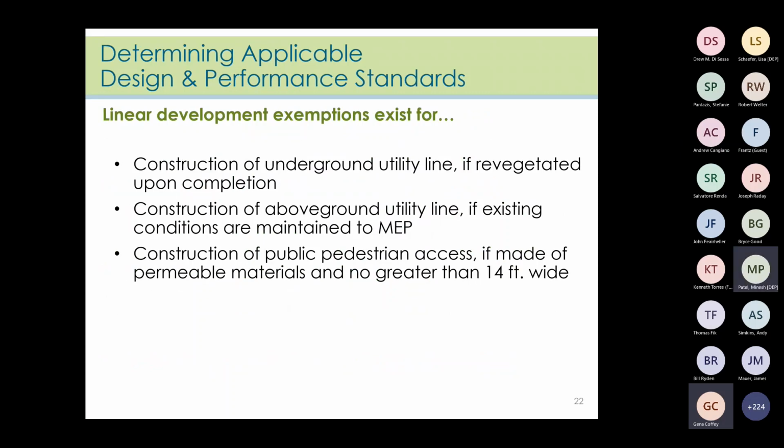The reviewer should also be able to determine whether linear development exemptions exist on the site. The following linear development exemptions may be granted if the requirements are met for each. So those are construction of underground utility lines if revegetated upon completion, construction of above ground utility lines if existing conditions are maintained to the maximum extent practicable, and the construction of a public pedestrian access if it's made of permeable materials and it's no greater than 14 feet wide.